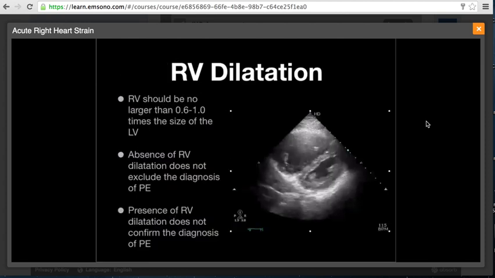Looking at RV dilatation, it should be noted that the right ventricle should be no larger than 0.6 to 1.0 times the size of the left ventricle. It's important to remember that absence of RV dilatation does not exclude the diagnosis of a pulmonary embolism, and the corollary of that is that the presence of RV dilatation does not confirm the diagnosis of pulmonary embolism. There are multiple other reasons that RV dilatation could be present, such as cor pulmonale or chronic cardiomyopathy.